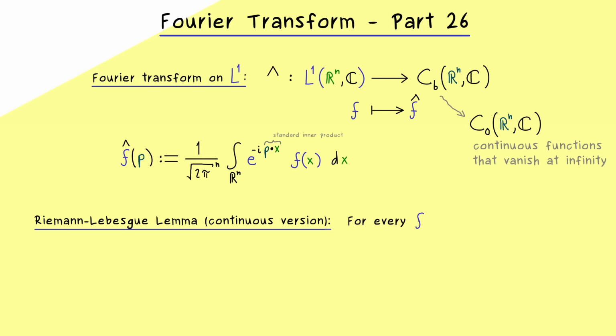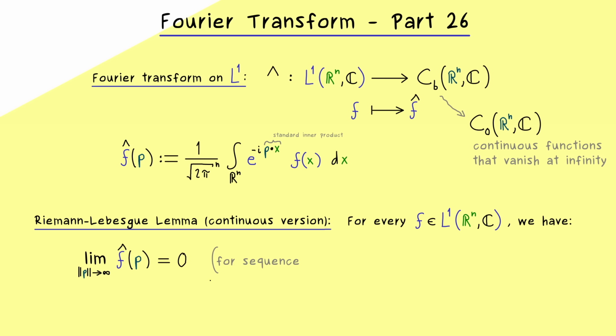No matter which integrable function f we choose, we always get out a C0 function. This means if you look at the value f hat of p and you increase p more and more in the standard norm, then this value will go to 0. So you can just write that the limit here for p to infinity is equal to 0. So we have two claims here. First, this limit always exists, and second, it's given by 0.